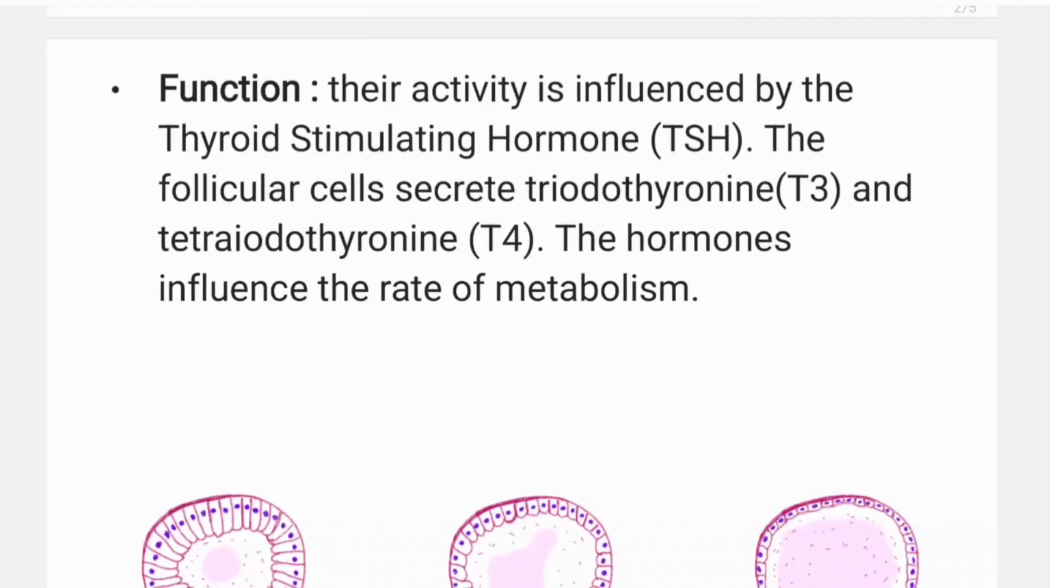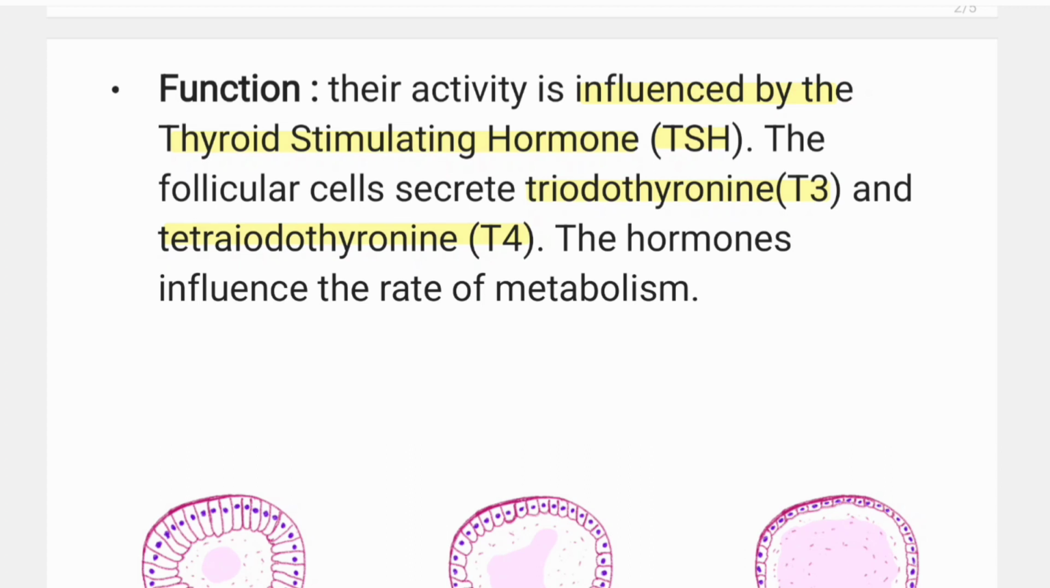Now, what is the function? The activity of these follicular cells is influenced by the thyroid stimulating hormone or the TSH hormone. When their activity is influenced by the TSH hormone, they secrete the triiodothyronine or the T3 hormone and the tetraiodothyronine or the T4 hormone. So which hormones are being secreted from the follicular cells? Number one is the T3 hormone or triiodothyronine and the T4 hormone or the tetraiodothyronine.